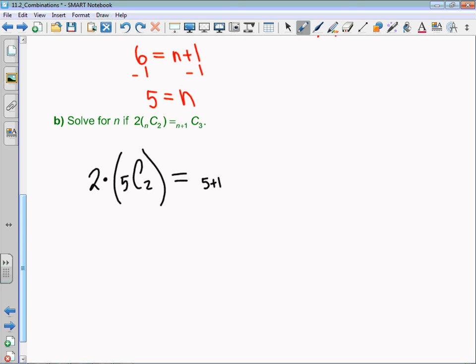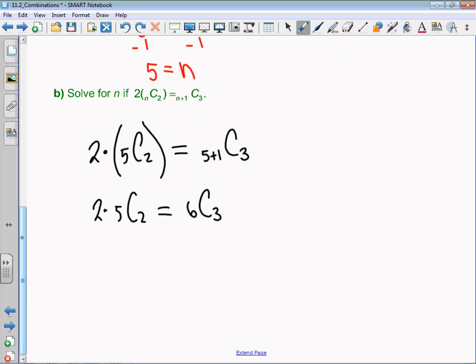Well, this is 2 times 5 choose 2 is equal to 6 choose 3. We're going to evaluate those piece by piece. So if I do 5, let's go over my math menu, 5 choose 2, I get 2 times 10, and 6 choose 3, I think we probably know what it needs to be, but it is 20. I get that 20 is equal to 20.